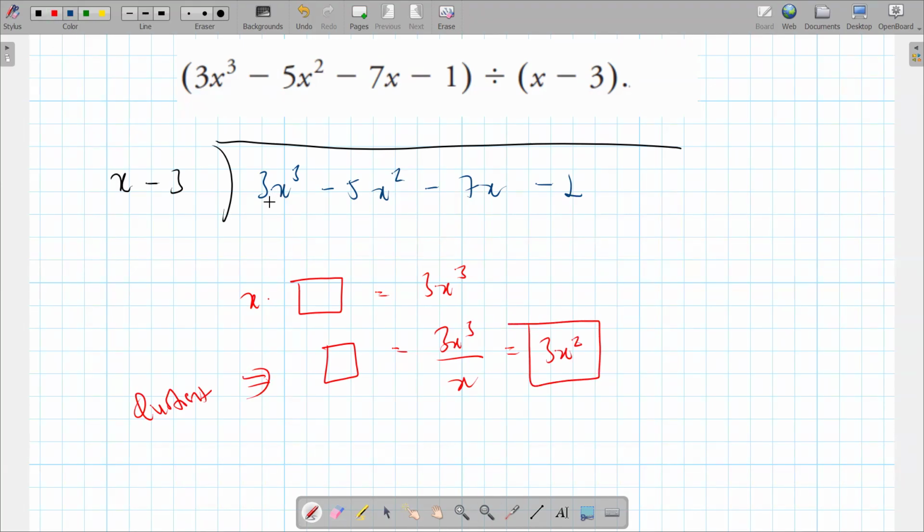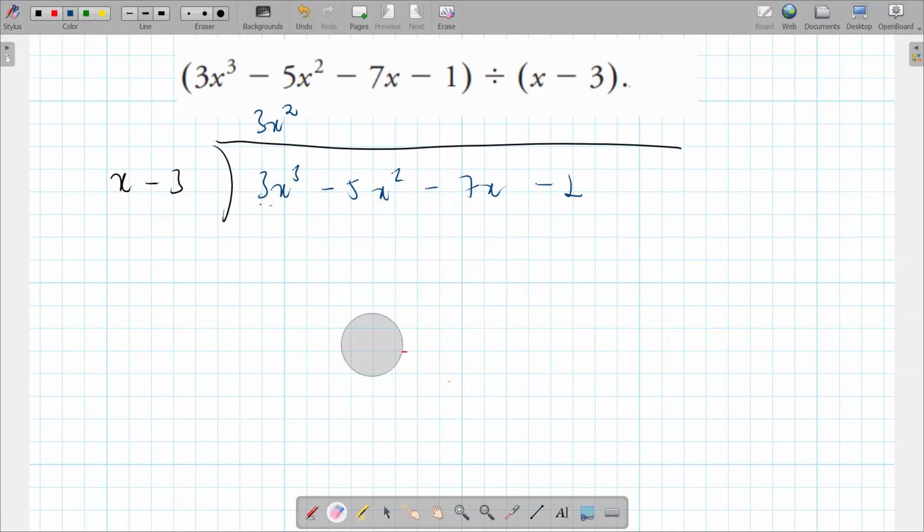So look at this. We have 3x cubed here. We have x here. We need to multiply x by something to get 3x cubed. The only thing that works is 3x squared. That's step number 1. And then once you have the quotient up there, you're going to multiply the quotient with the entirety of your divisor. 3x squared times x is 3x cubed. 3x squared times minus 3 will be minus 9x squared.